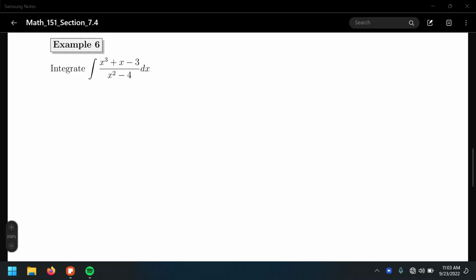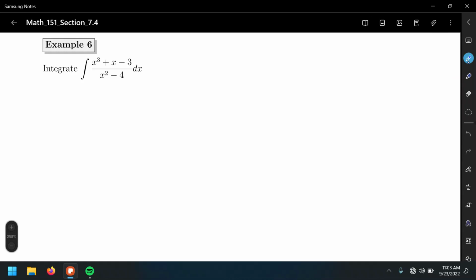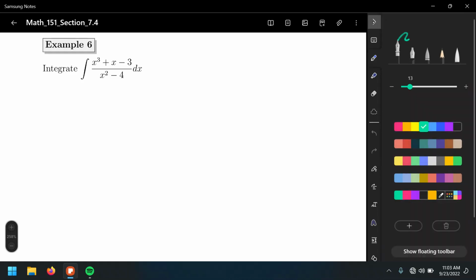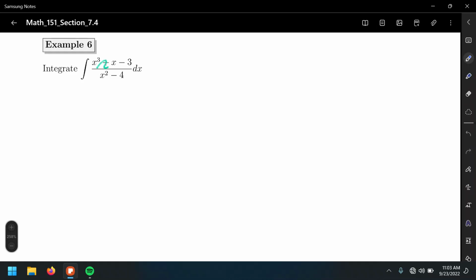When we analyze this integral, notice the degree in the numerator is larger than the degree in the denominator. This means that the rational expression in this case is improper. So what do we have to do in this case? Well, we will have to do the polynomial long division.